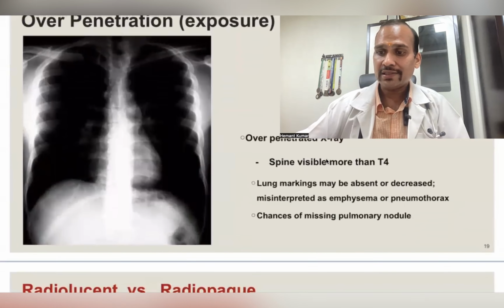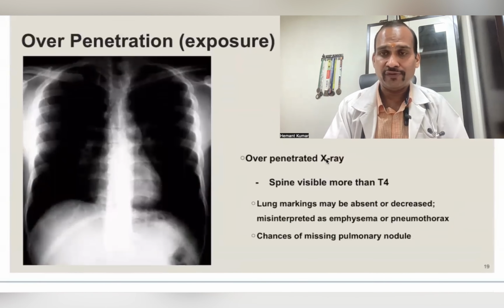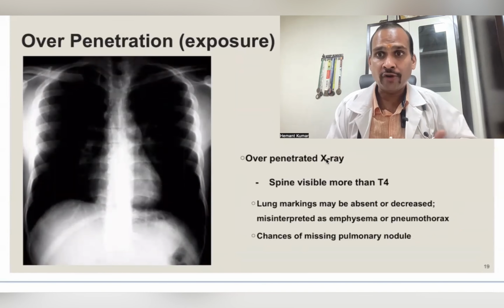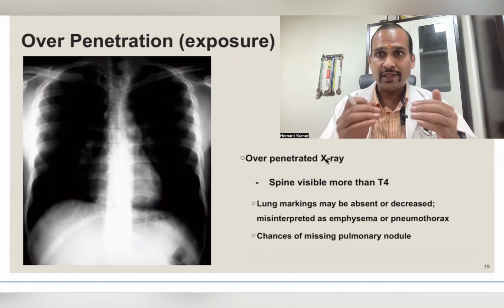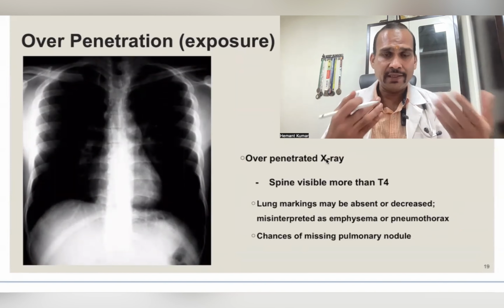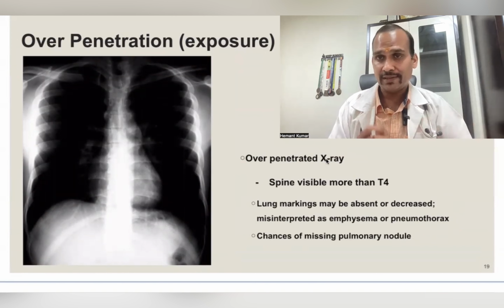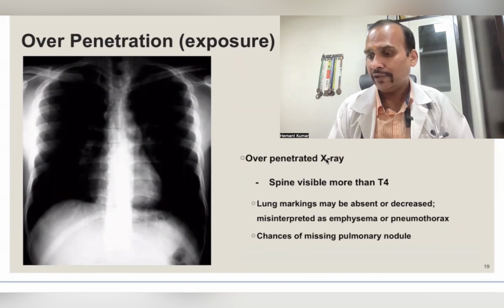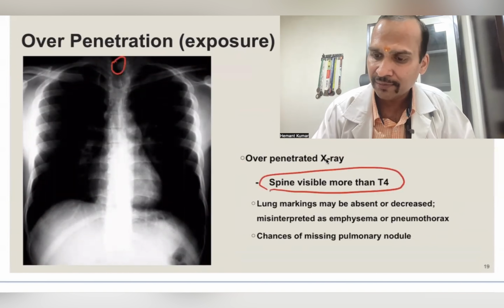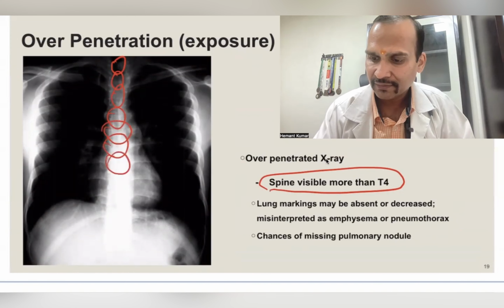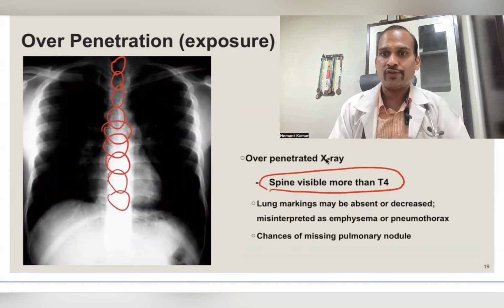In contrast, this is an overexposed film. We have given a lot of radiation, so it gives more black areas. This is overpenetrated. So if the spine is visible more than T4, you can see this vertebral column clearly. So this is an overexposed film.